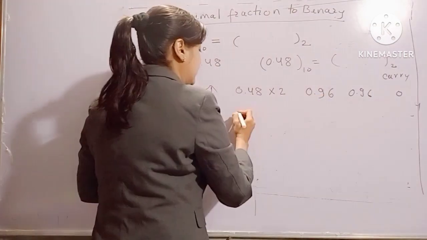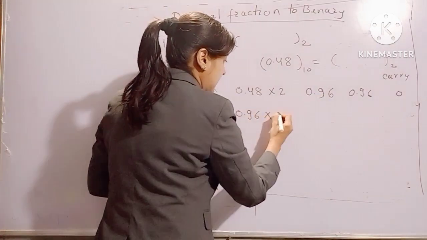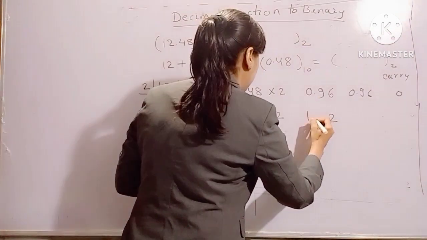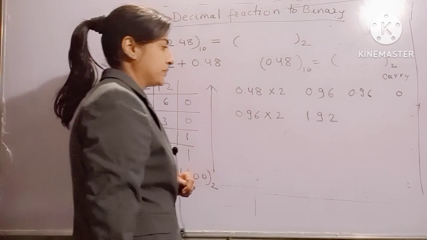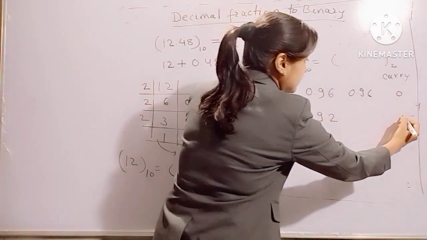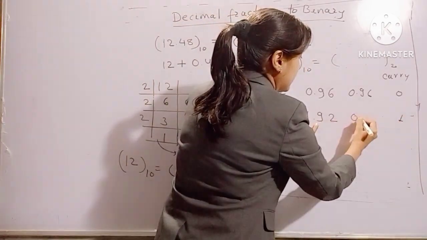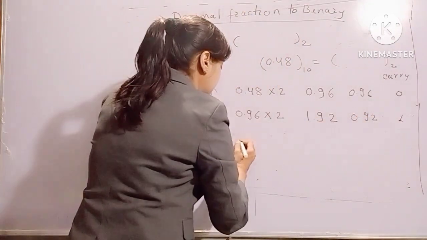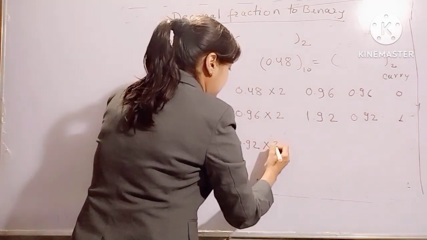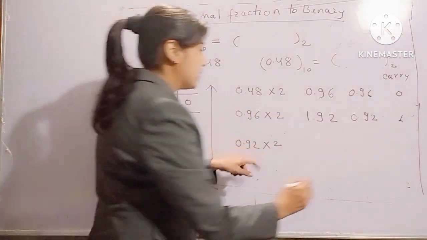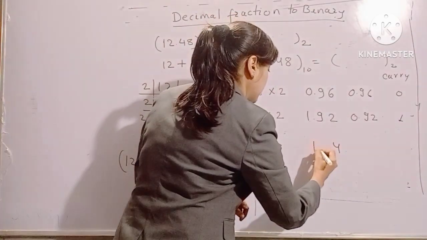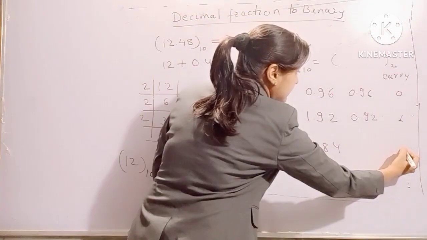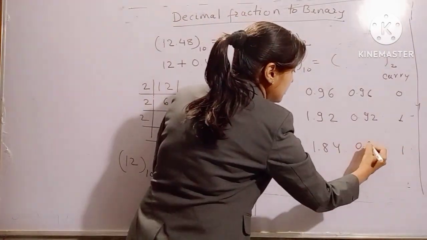Again take this 0.96 and multiply that by 2. What I'll get is 1.92. So this 1 I'll take as a carry and 0.92 I'll write this way. Now I'll take 0.92 and multiply that by 2. Now what I'll get is 1.84. So again I'll take this part as a carry and 0.84.